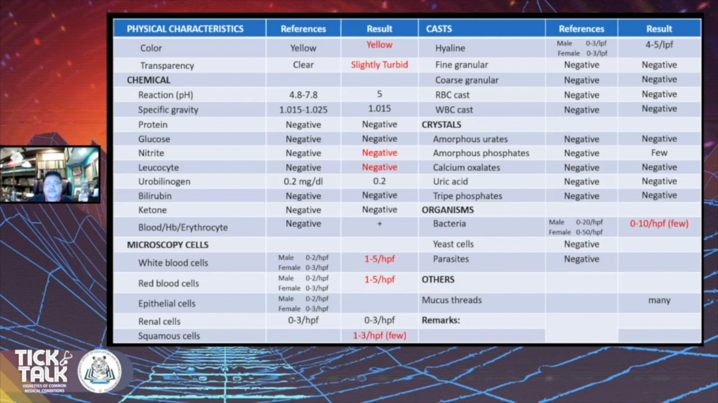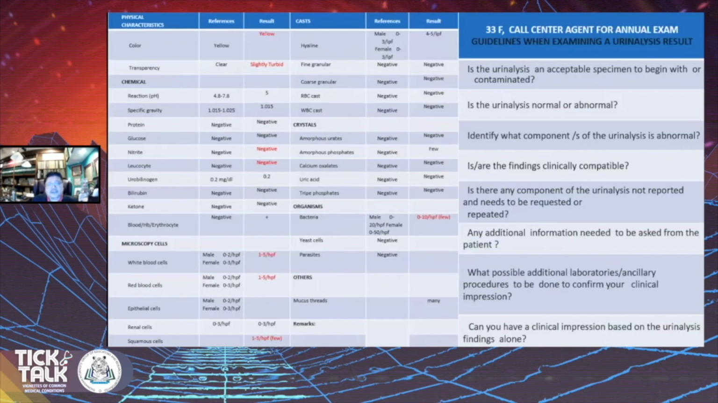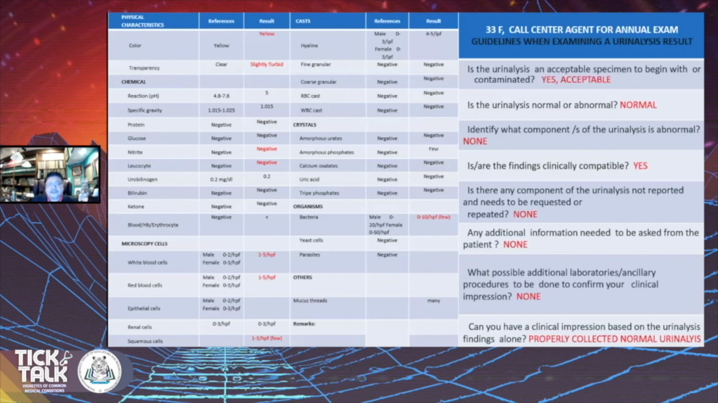Okay. So now, can you answer case number two properly by yourself? Is the urinalysis acceptable? Let's see. Let's go directly to the guidelines, doctors. Here, yes, it is acceptable. Is the urinalysis normal? Definitely yes. Identify what component of urinalysis? None, because the WBC and red blood cell are quite acceptable, even though a little higher than normal, because the patient is also asymptomatic and there's nothing that we can see. And then, are the findings clinically compatible? Yes, the patient is asymptomatic. Any component of urinalysis not reported? Everything was reported well, so it was acceptable.